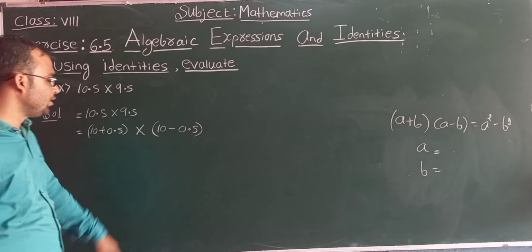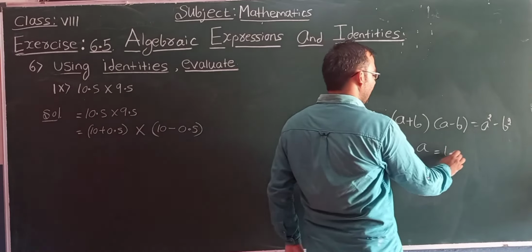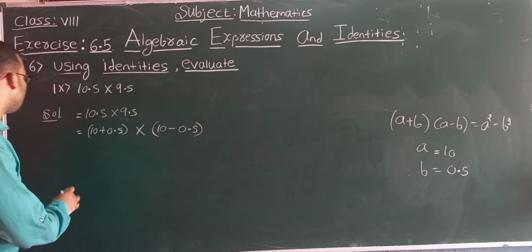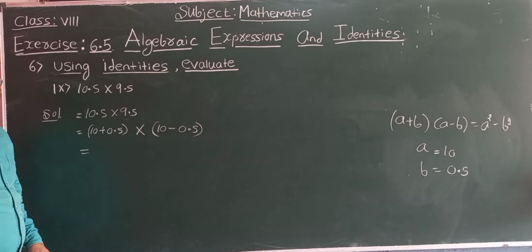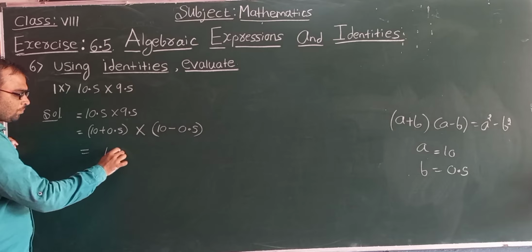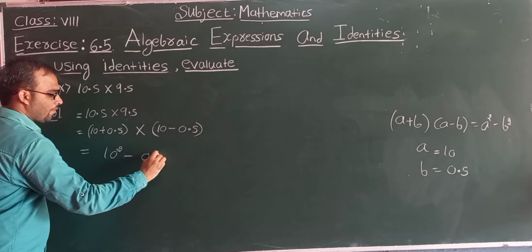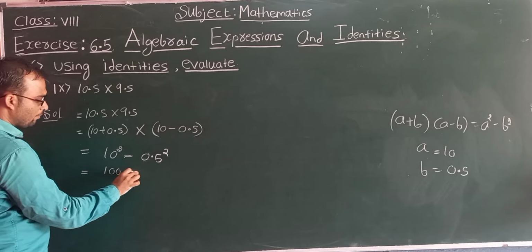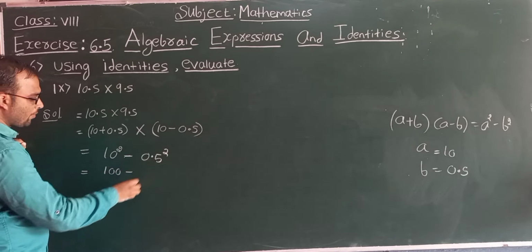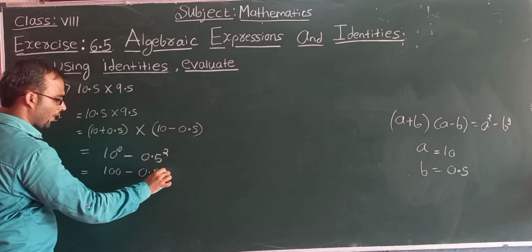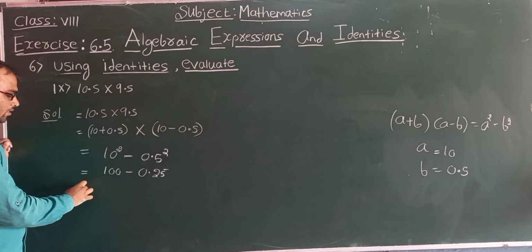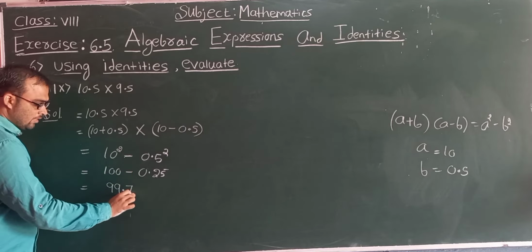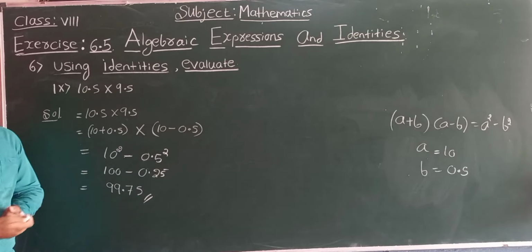Now look here. It is of the form a plus b into a minus b. So here a means 10 and b means 0.5. Now students, according to the formula, a square, a means 10, 10 square, minus b square, that is 0.5 square. So 10 tens are 100 minus 0.5 square. 0.5 into 0.5 is 0.25. Next, 100 minus 0.25 is 99.75, which will be the solution of this problem.